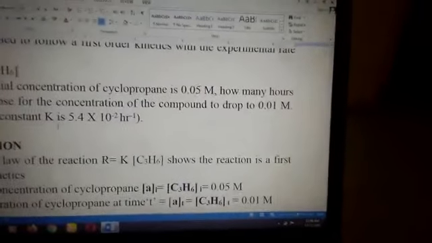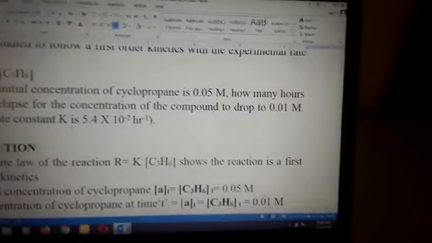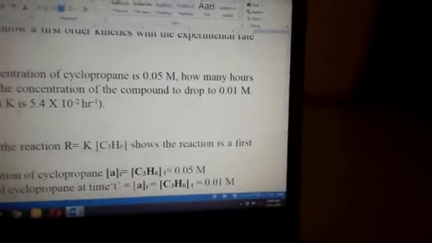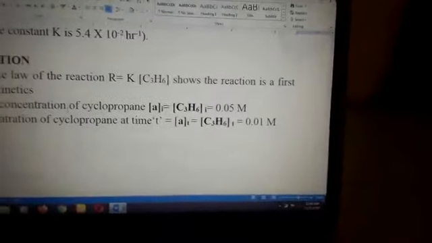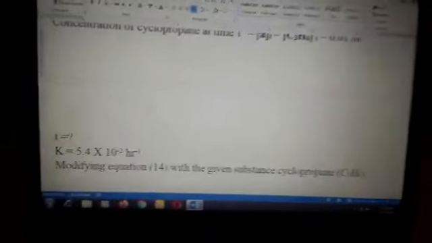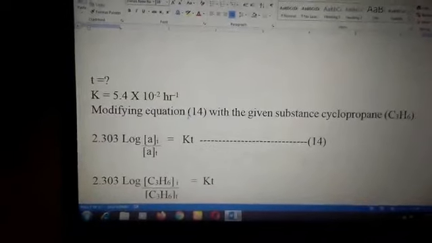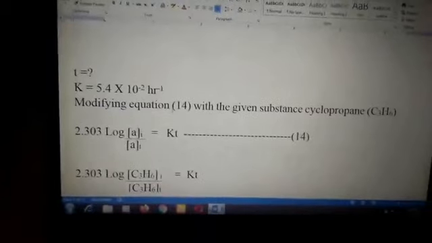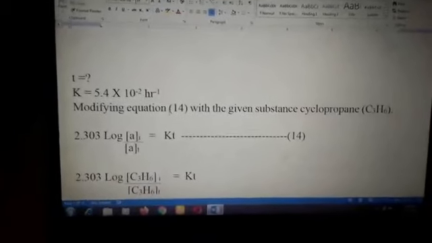So you see the initial concentration at time 0 is 0.05, and then the concentration after some time is 0.01. So that's why you have this. Having done that, we are looking for time. That's why the question mark is on time. And then the rate constant is given to you in brackets: 5.4 times 10 to the power minus 2 per hour.